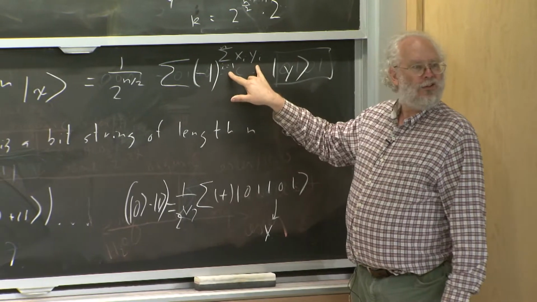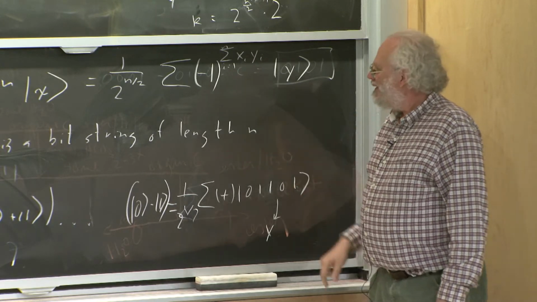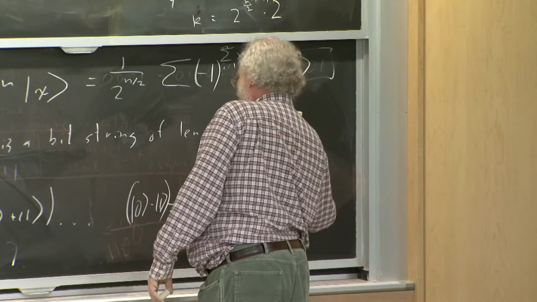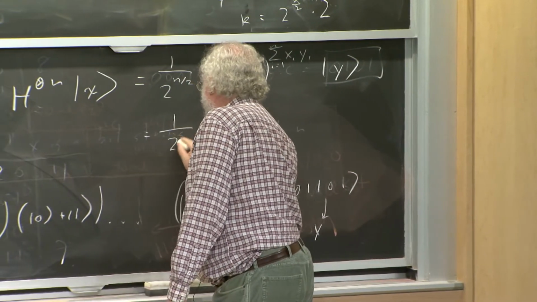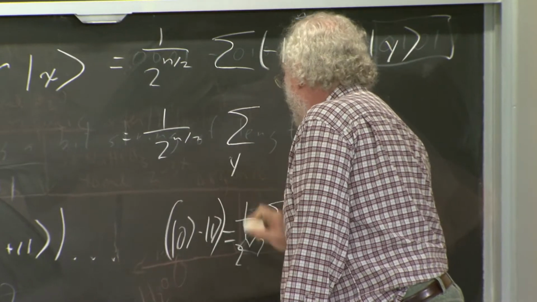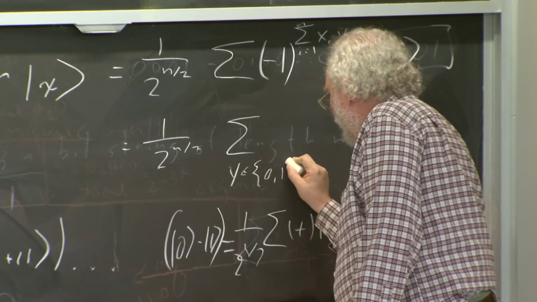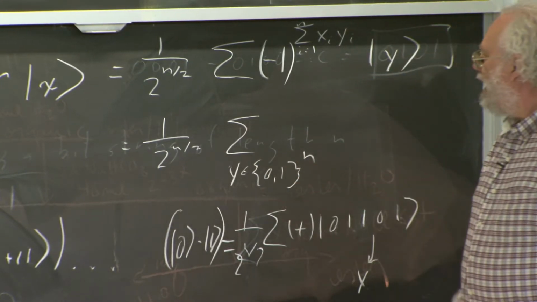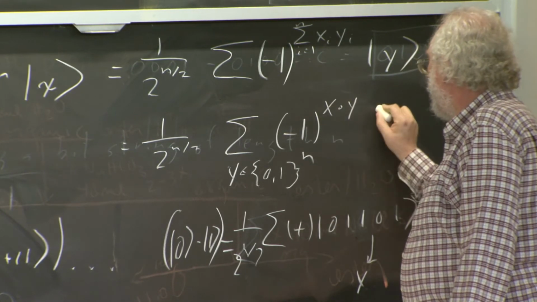And what is this thing? It's the inner product. It's x dot y. So this is equal to 1 over 2 to the n over 2 summation over all y in bit strings of length n, minus 1 to the x dot y, y.